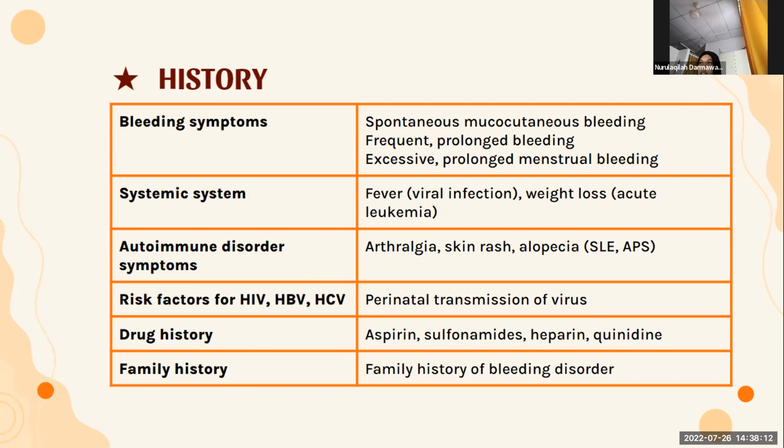And if the patient had a recent history of hospitalization, we can also ask about the medication given during the previous hospitalization to know whether it is related to the current presentation. And then family history of bleeding disorder, to exclude a congenital blood disorder.